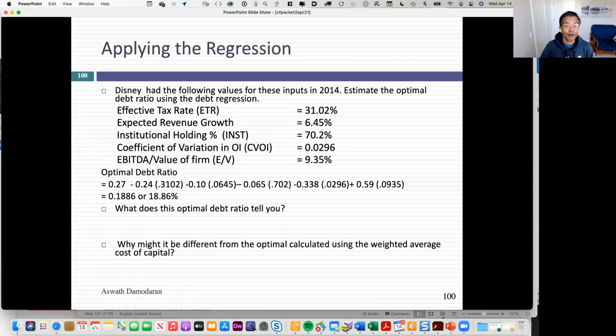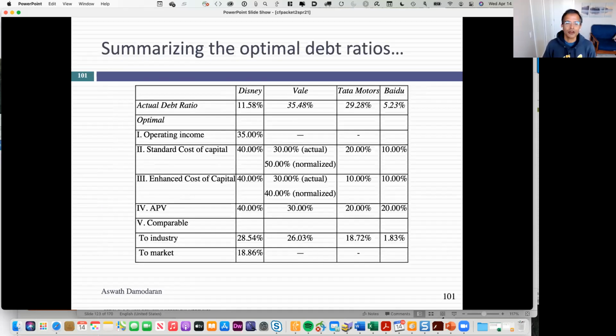That's well below the 40% I got with the cost of capital approach, but it's well above the 12% that they have as their actual debt ratio. They're still under-levered, but maybe not by as much as I'm getting from the cost of capital and the APV approach. So maybe when I try to sell my recommendation to Disney that they're underlevered, this is going to come into play. So right now you're at 12%.